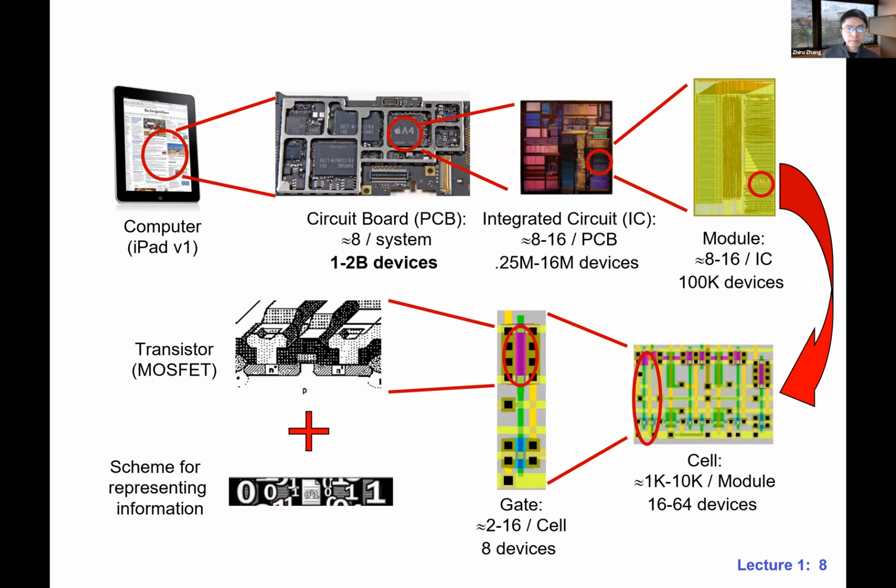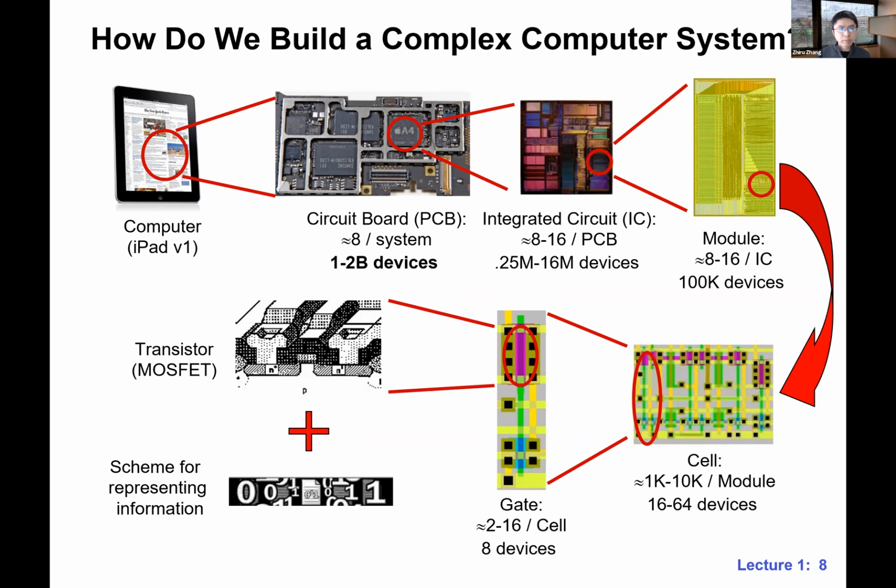One thing I want to quickly point out is that even for a simple system, this is a relatively simple computer now, 10 years old, for embedded use, a portable device, the iPad, we have between 1 to 2 billion transistors. We actually have a lot of transistors. So you may ask, given the complexity of such a system, how do we try to understand them? How do we attempt to build them?